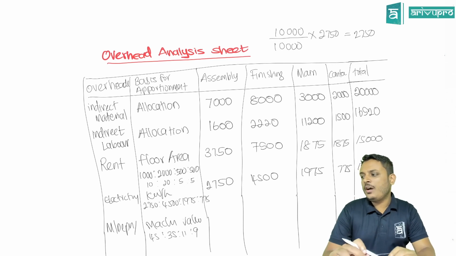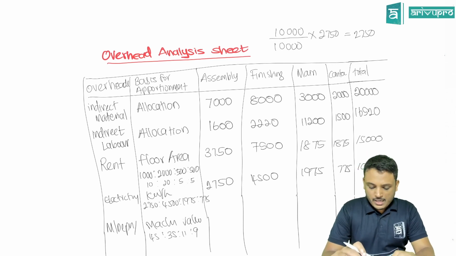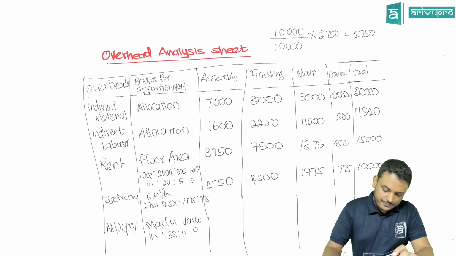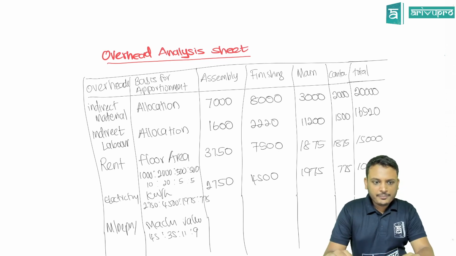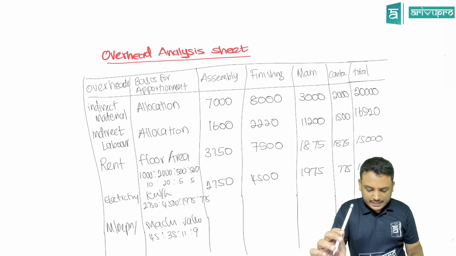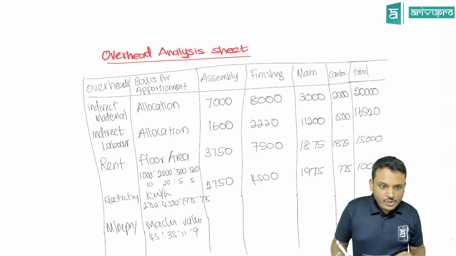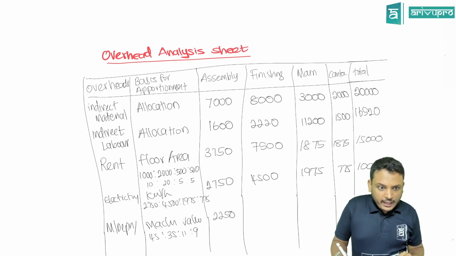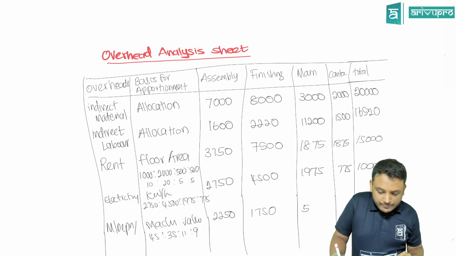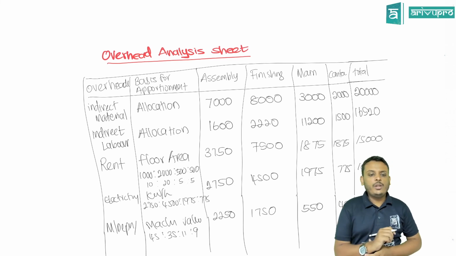Machine depreciation, how much? Assembly, how much? Assembly, finishing and maintenance, canteen. So assembly, I got the answer 2,250. Is it correct? Yes. Finishing 1,750. Is it correct? Maintenance 550. Canteen 450. Is it correct? Very good.